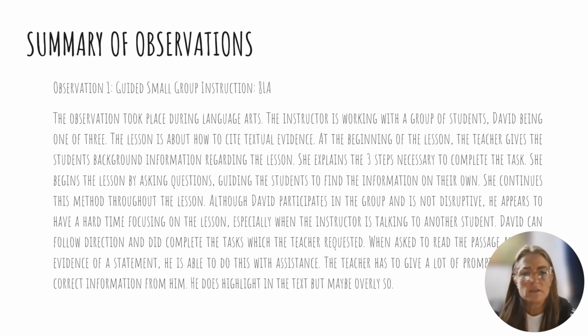Summary of observations. Observation 1 was a guided small group instruction for 8th grade language arts. The observation took place during language arts. The instructor is working with a group of students, David being one of 3. The lesson is about how to cite textual evidence at the beginning of a lesson. The teacher gives the students background information regarding the lesson. She explains the 3 steps necessary to complete the task. She begins the lesson by asking questions, guiding the students to find information on their own. She continues this method throughout the lesson.